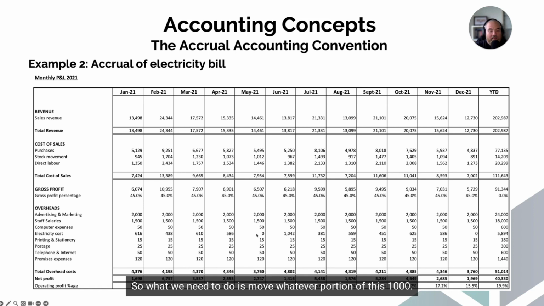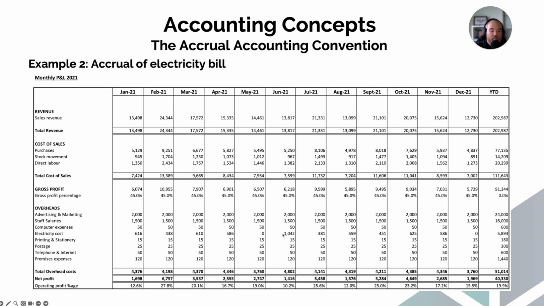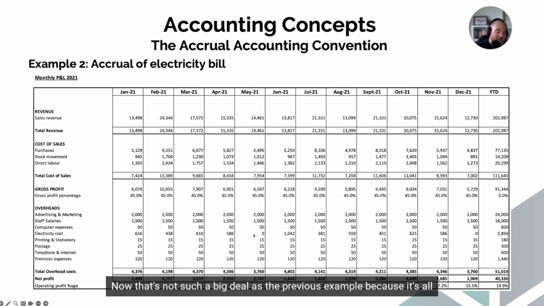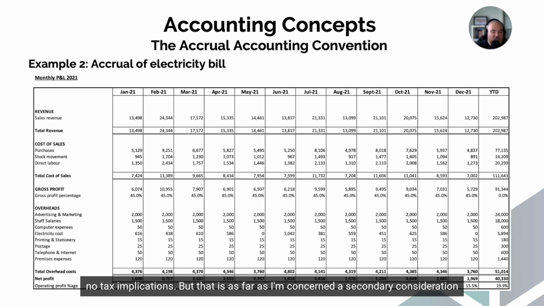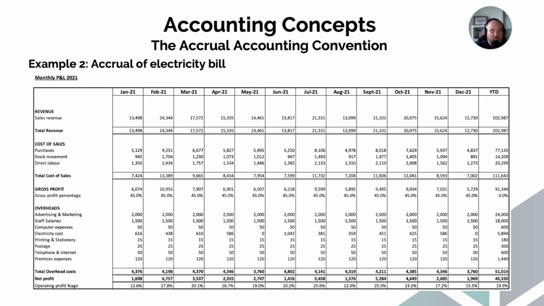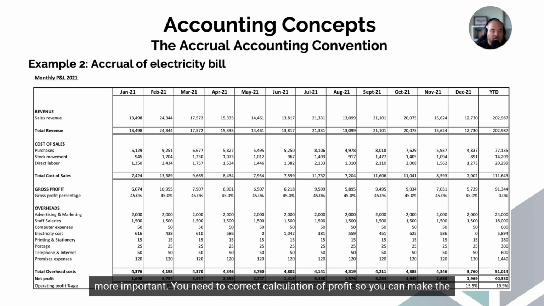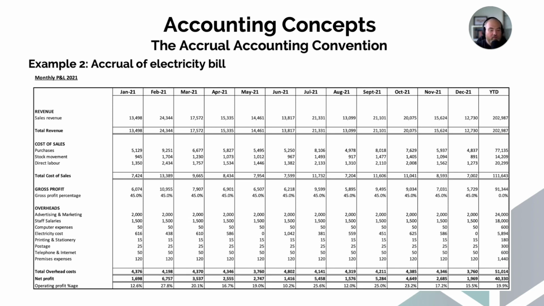So what we need to do is move whatever portion of this 1042 relates to May back into May. Now that's not such a big deal as the previous example, because it's all within the same year, so the profit would be correct and there would be no tax implications. But that is, as far as I'm concerned, a secondary consideration. More important is the correct calculation of profit, so you can make the right decisions to drive your business forward and accurately evaluate your performance.